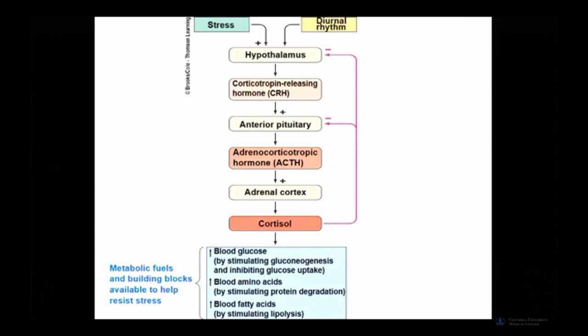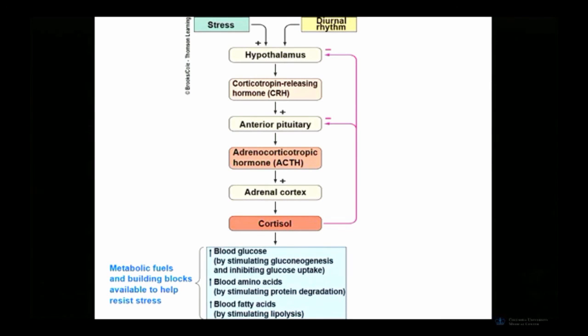Now, the production of cortisol is controlled again by one of these hypothalamic pituitary connections. So the hypothalamus releases a hormone called CRH, or corticotropin releasing hormone, which acts on the anterior pituitary to release adrenocorticotropic hormone, or ACTH, which acts on the adrenal cortex to increase production of cortisol. And then cortisol provides negative feedback at the level of the hypothalamus and the anterior pituitary again.